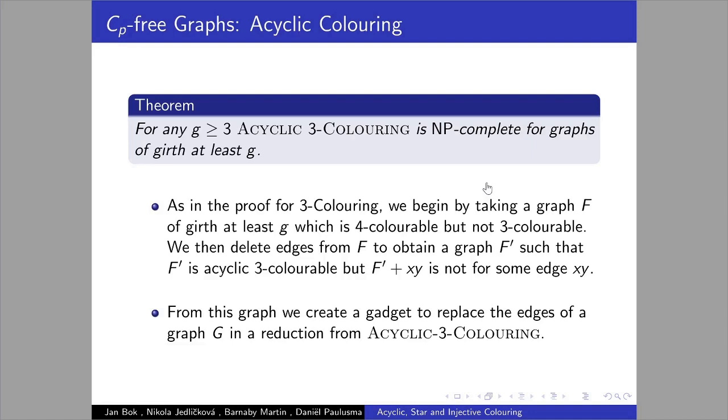And we call this graph F dash, where F dash plus xy is not acyclic 3 colourable because xy is the last edge removed. And then from this we create a gadget to replace the edges of the graph in a reduction from acyclic 3 colour.